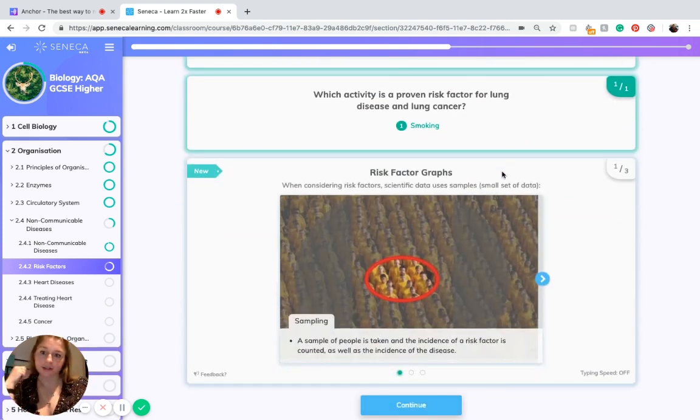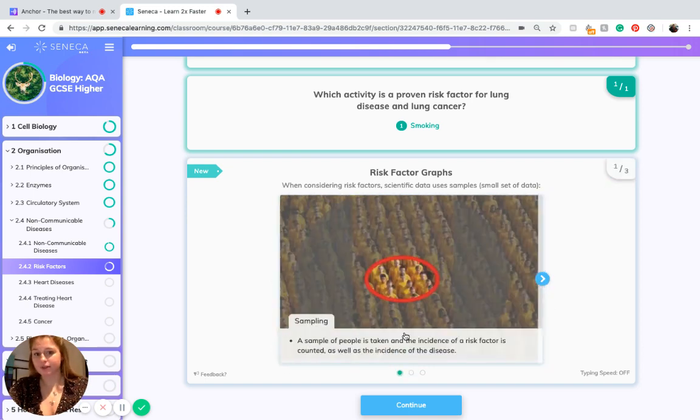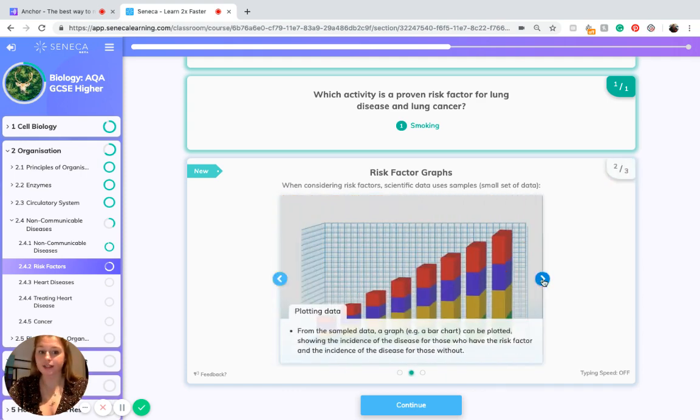Risk factor graphs. When considering risk factors, scientific data uses samples, a small set of data. A sample of people is taken and the incidence of a risk factor is counted, as well as the incidence of a disease. So for example, if you wanted to know the risk factor between smoking and small birth weights, you'd look at a sample and you would count how many people in this sample have had a baby with a lower weight and how many people have smoked during pregnancy. And then you try and identify whether there's a significant overlap between these people. Were lots of babies with low birth weights born from mothers who smoked during pregnancy, and so on.